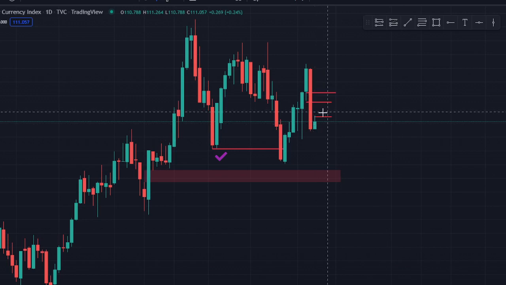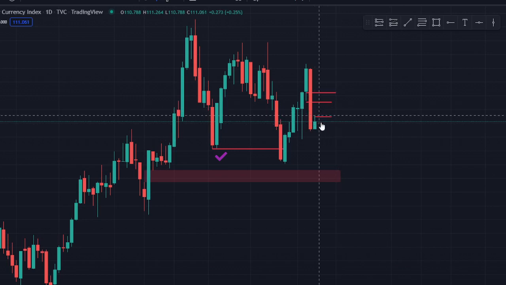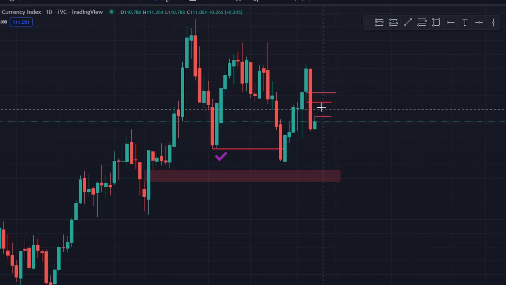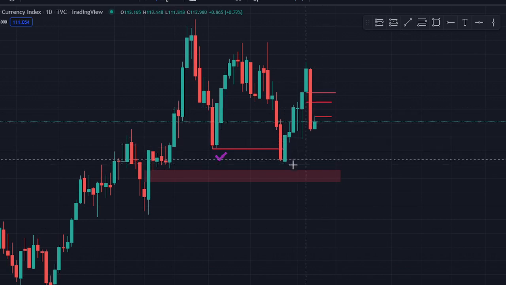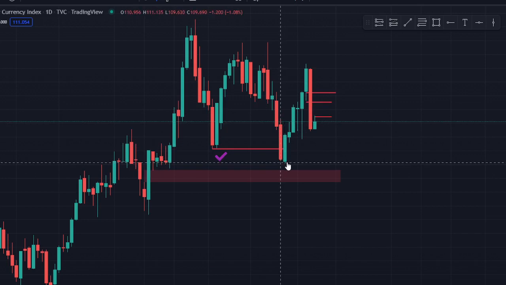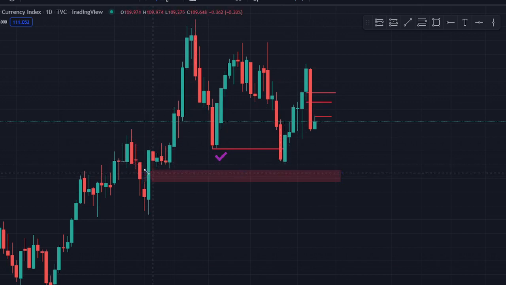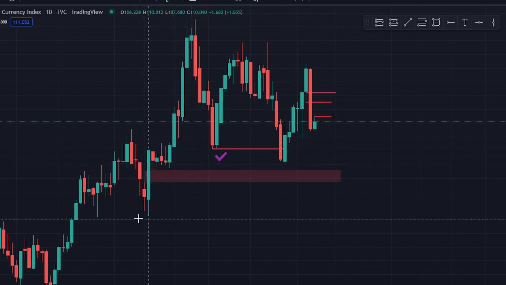So very curious to see what price does inside of here. Because if price does trade up in here, then in all likelihood, we'll see price draw towards this low and inside this liquidity void and ultimately lower in here.